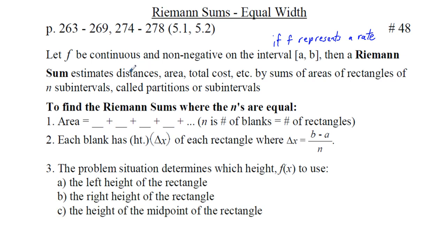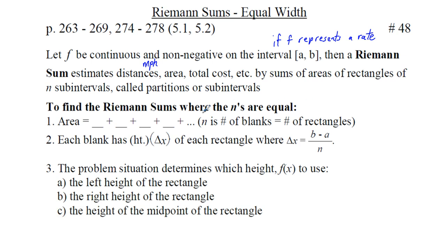So if we had, for instance, a rate of miles per hour, and we go ahead and take the graph of that and estimate the area based on the sums of rectangles, then we have found the distance covered by integrating the rate. That brings in the definition of integration.